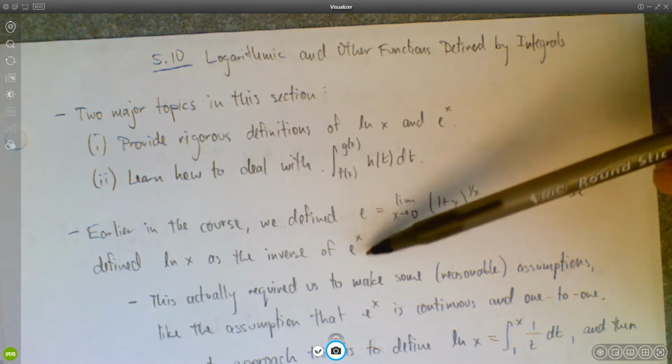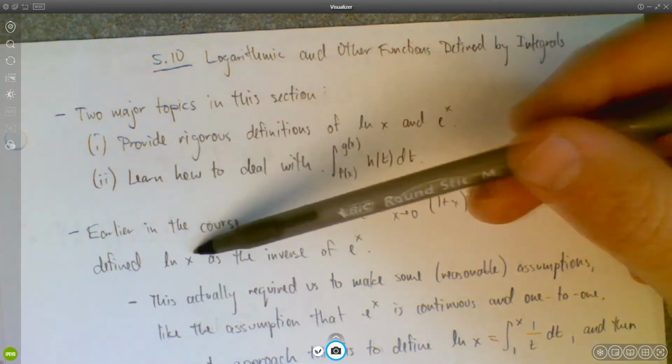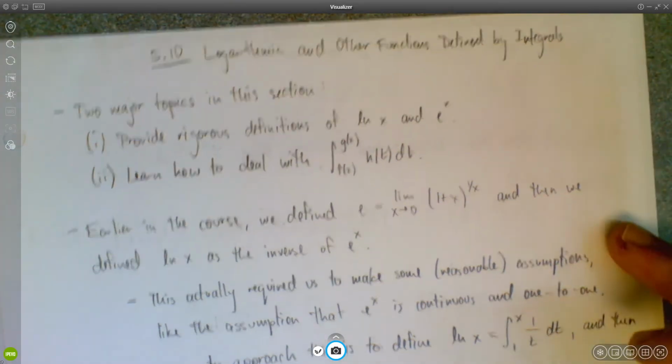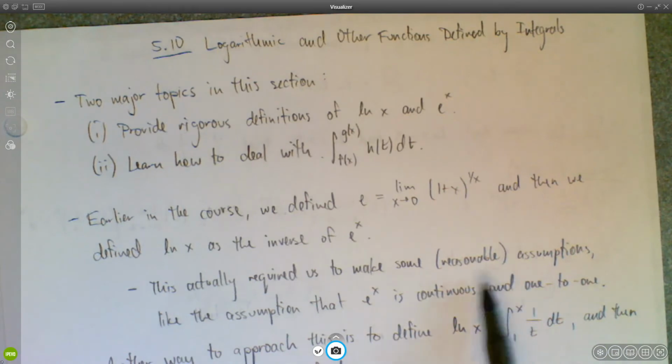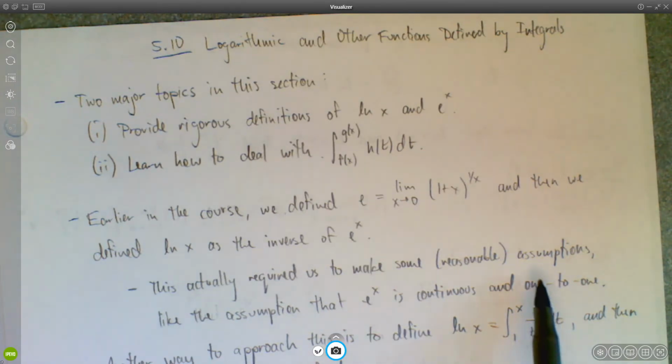And then we said, well, e to the x is 1-to-1 and continuous and all of this stuff, and so it must have an inverse. And so we said, well, we'll call the inverse the natural log of x. Okay? Those assumptions, that e to the x is continuous and 1-to-1, are reasonable assumptions, but they're not so easy to prove. And so we're going to take a slightly different approach.